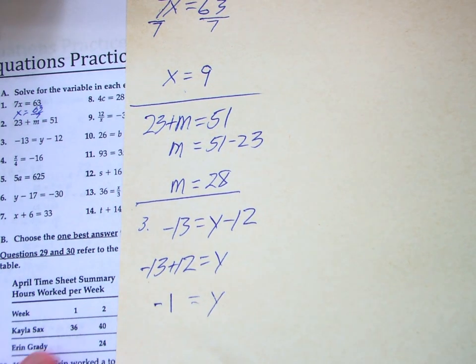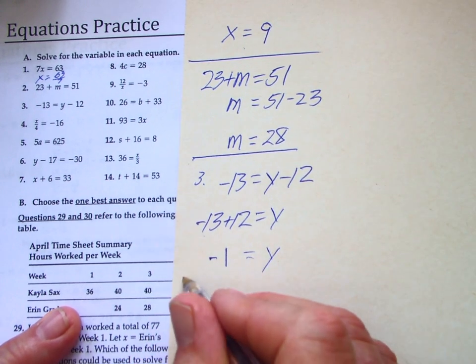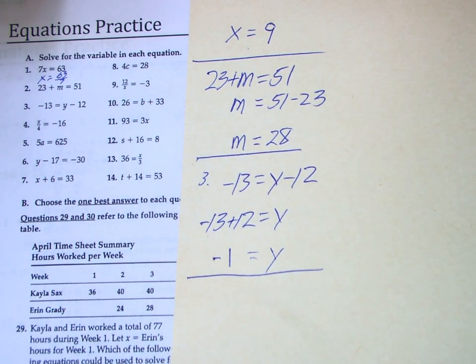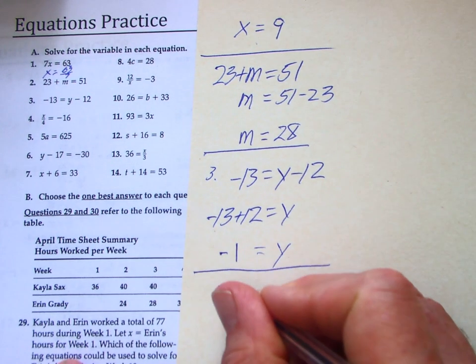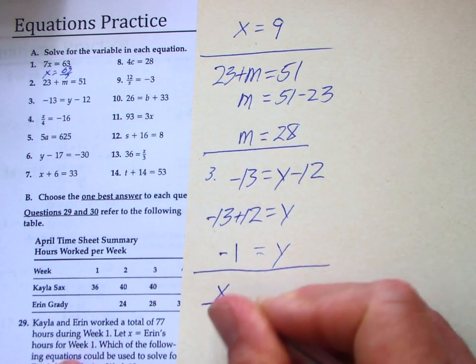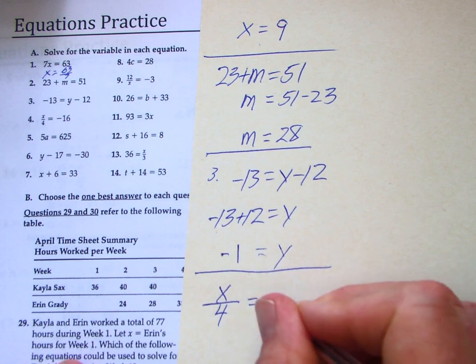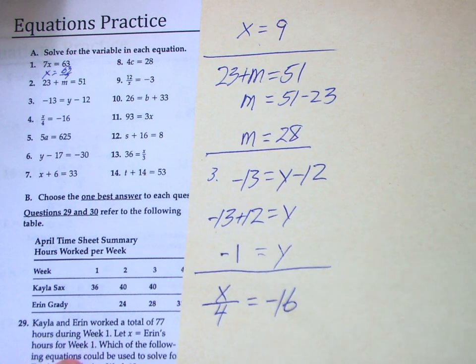Okay, try number 4 while I'm writing it out. Then you can pause me if you're not done. Okay, number 4 says, man, I'm having trouble reading this. I could make it bigger like this. Okay, number 4 says x over 4 is equal to minus 16. X over 4, which means x divided by 4 is equal to minus 16.